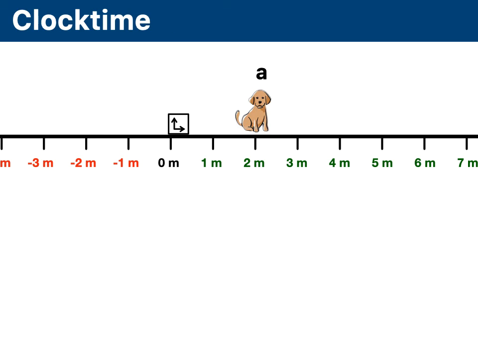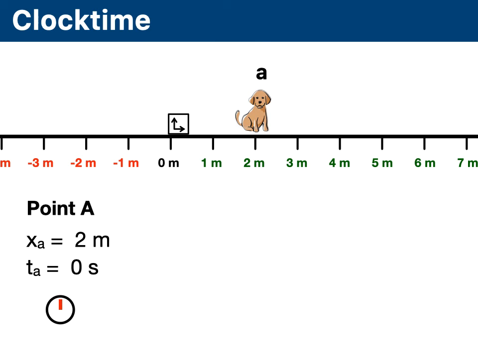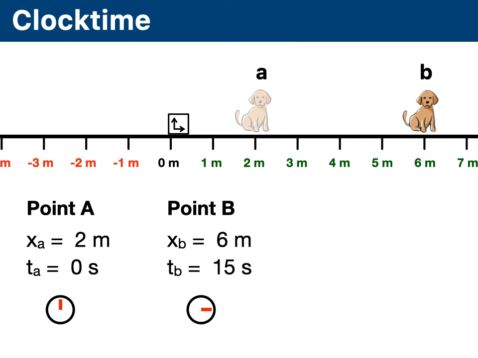Now, clock time. So let's say the dog is again at point A, and let's say we start a stopwatch at point A. The stopwatch starts at 0 seconds. You can see that little clock logo there, so it's at 0 seconds. And let's say the dog moves to point B, just like before. At point B, the dog is now at 6 meters. And let's say the dog really took his time. It took 15 seconds. So the clock time is now 15 seconds.